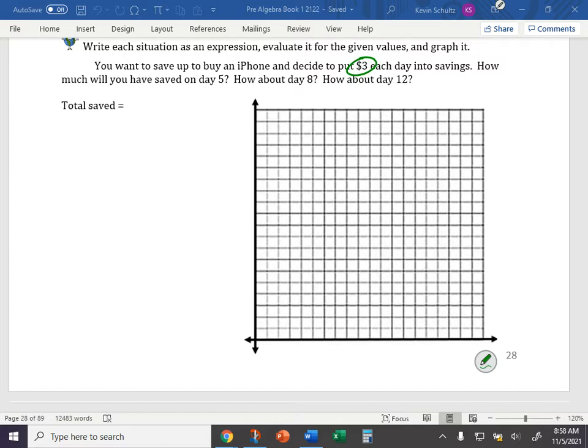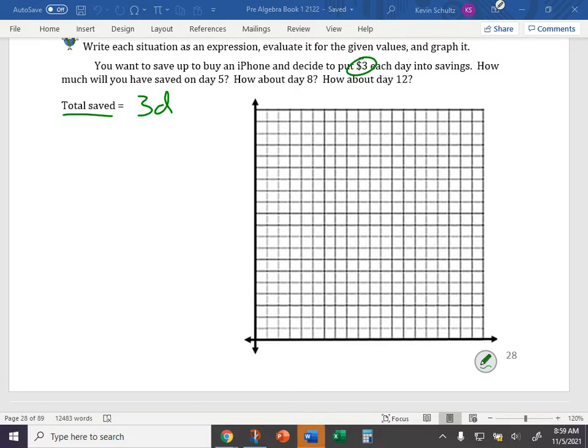What changes, Abby? The total saved will change. That's kind of our result. But what in the expression is going to change? Wyatt? The days. So can we put a number in for that in our expression, or should we represent it with a variable? It should be a variable, because in the expression, that's what changes. So our expression is going to be as simple as 3D, where D represents the number of days.